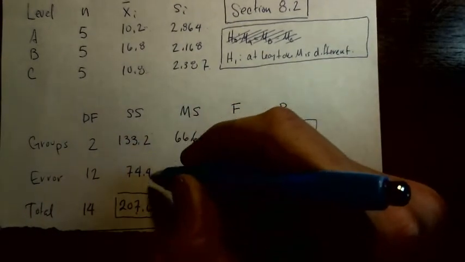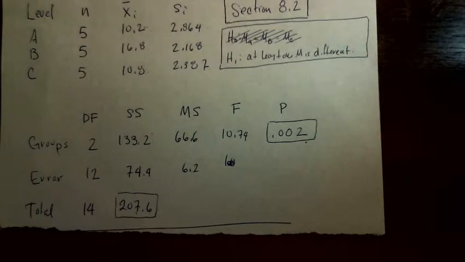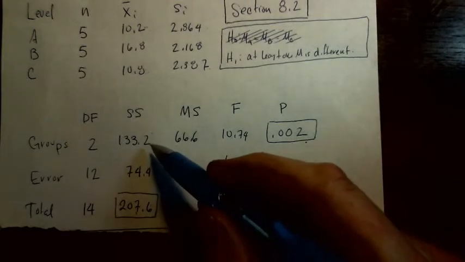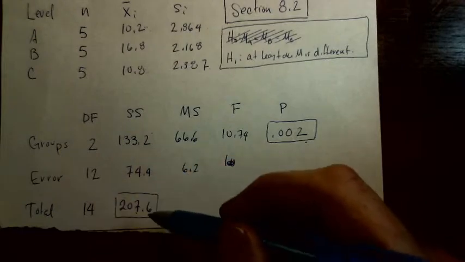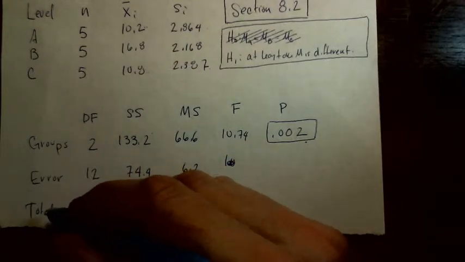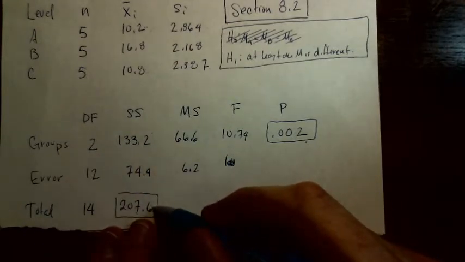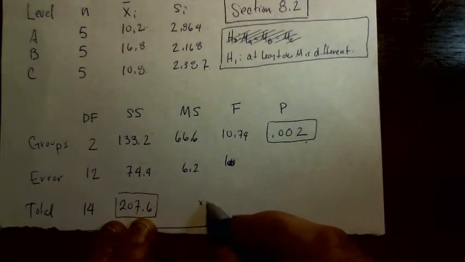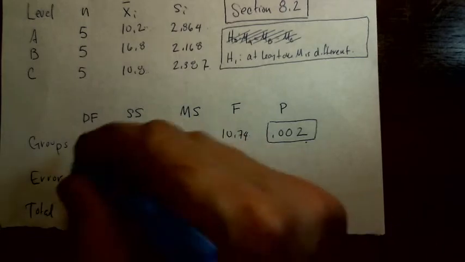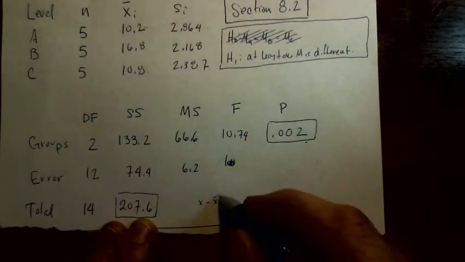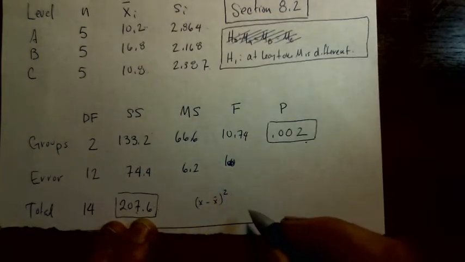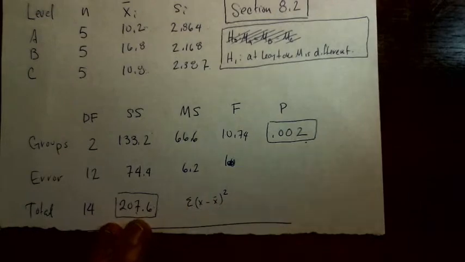These are the sum of the squared deviations. So I'm looking at the difference of each individual. Well, actually, let's look at this one. This is the total. I'm going to take the difference of each individual from the grand mean, the mean of the whole sample, all 15, square them each, and then add them all up.